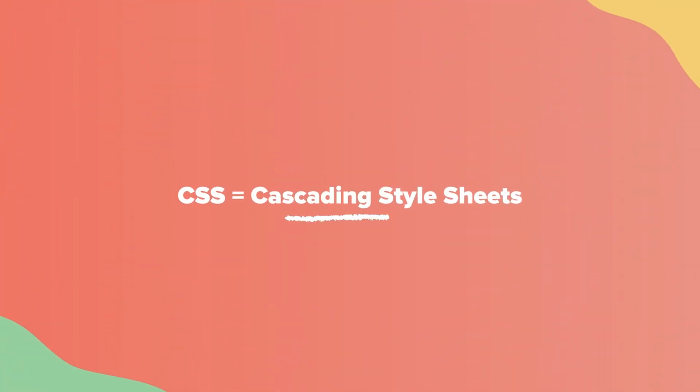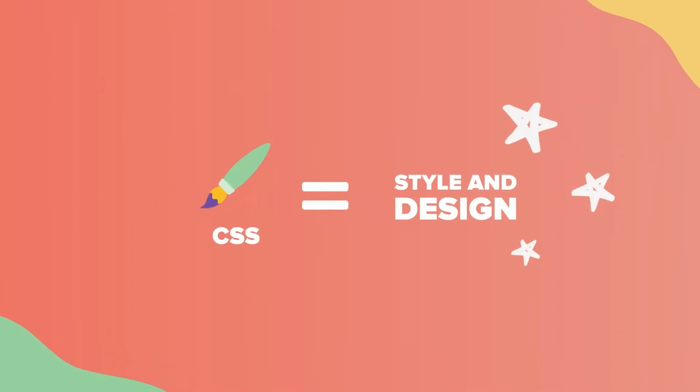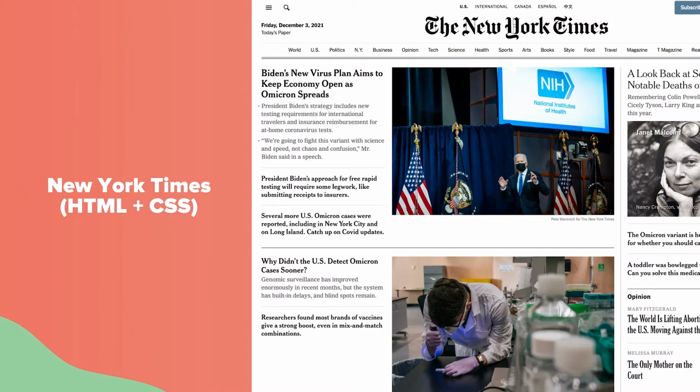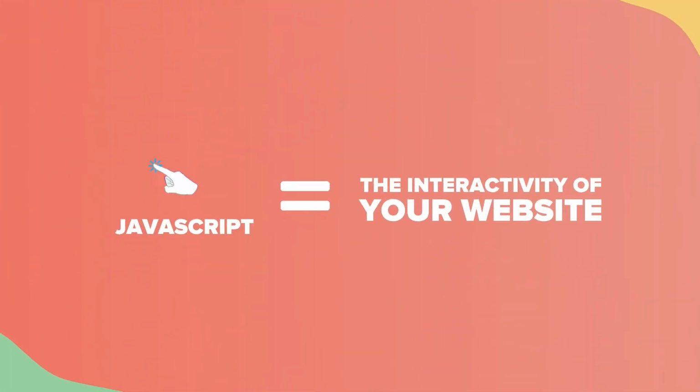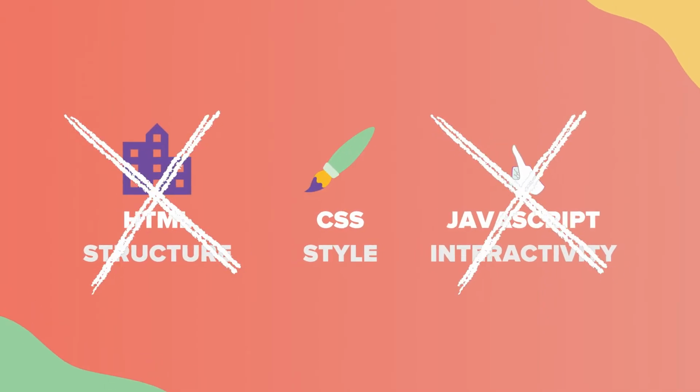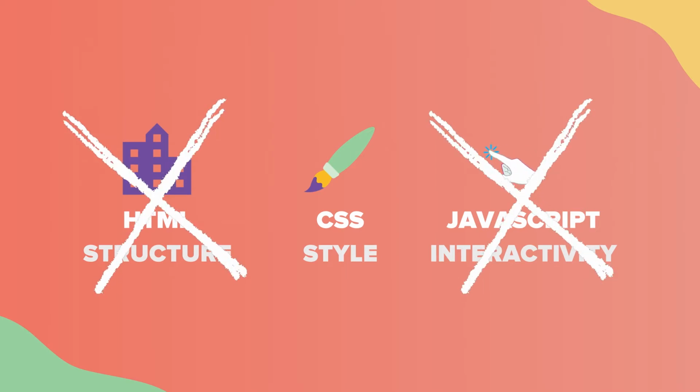CSS, also known as cascading style sheets, is code used on the internet to give your website design and style. CSS makes everything look pretty. It's kind of like one of those filters in Snapchat. And finally, JavaScript, which is all about the interactivity of your website. With JavaScript, you can do animation and special features that would be basically impossible with HTML and CSS alone. For the purposes of this video, we're going to exclusively focus on CSS and how it relates to Squarespace.